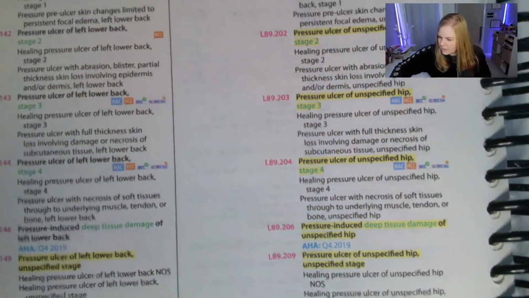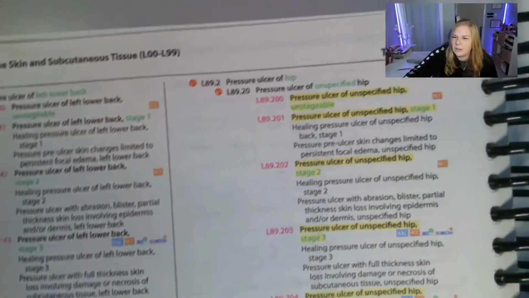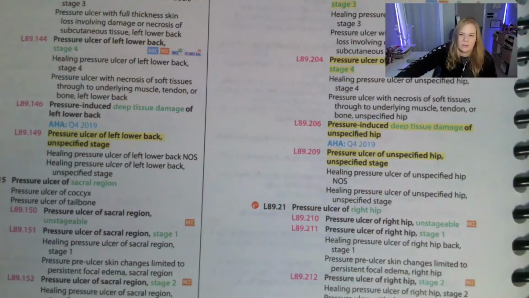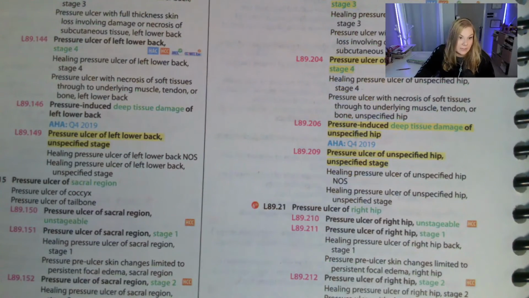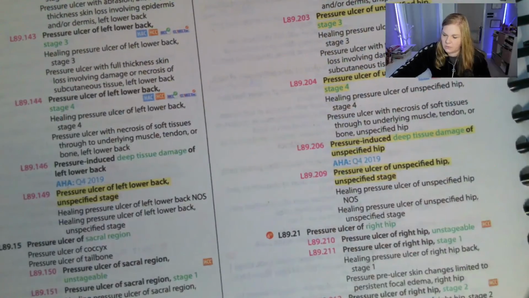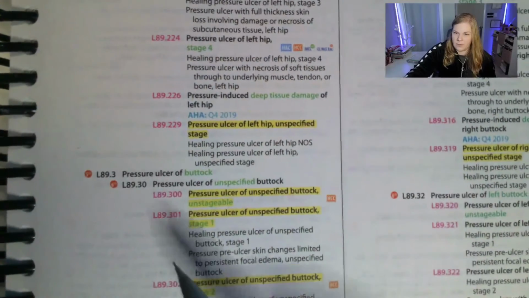L89.2, where are we? Pressure ulcer of the hip. And look at this. We have unspecified hip. We have right hip. I'm betting if we flip over, we'll have the left hip. What did it say on here? Did it say right or lefty? Yep, we have the left. So we're on the right. We got to flip around. All right, here we are.